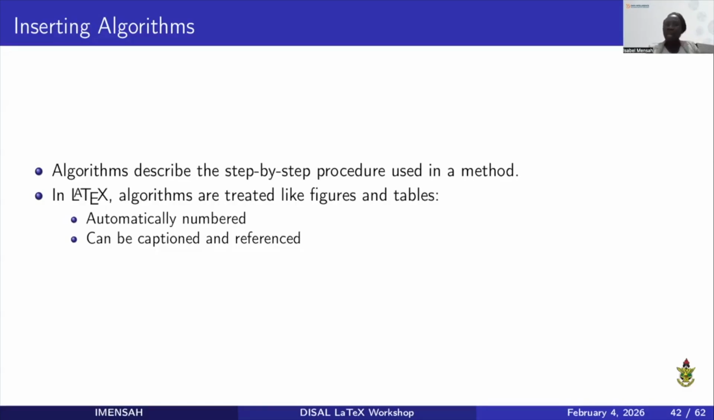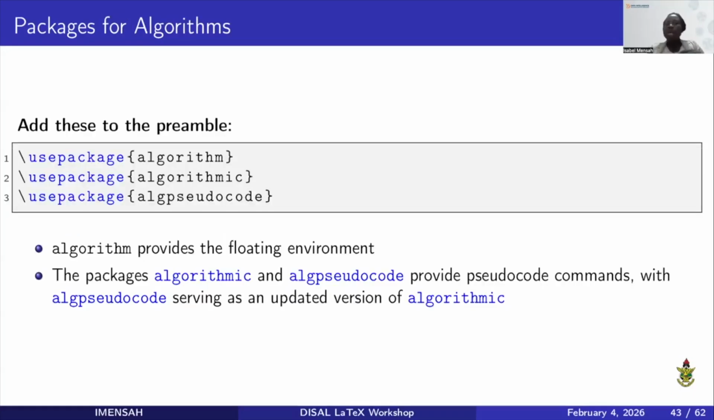So in LaTeX, the algorithms are treated as floats, just like the way figures and tables are treated. It has automatic numbering, it can be referenced, it can be captioned, and what have you. So for algorithms, there are three things that we can talk about. The first one is the algorithm itself. The second one is the algorithmic, sorry. And the third one is the algpseudocode. Now, the algorithm provides the floating environment, just like the table.